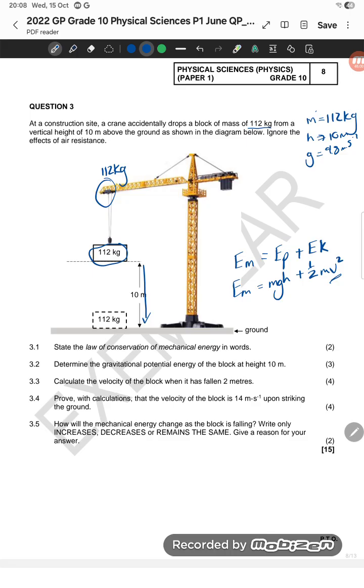Cool. State the law of conservation of mechanical energy in words. Like, we're going to draw it in a picture. The total mechanical energy remains constant in an isolated system. What they mean by isolated system is, you get, this is just an example.